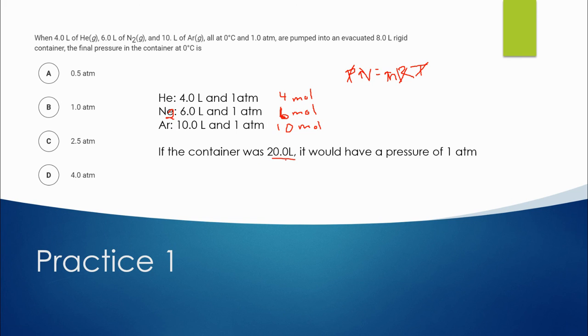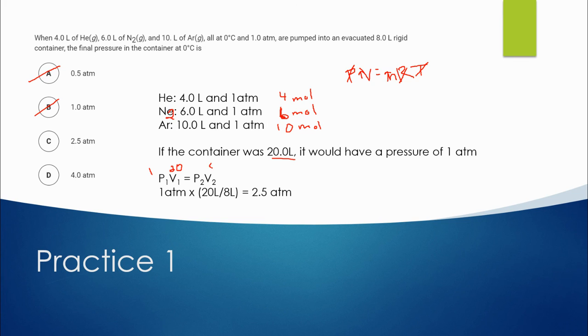So if the container was 20 liters, it would have a pressure of 1 atm. But the container is not 20 liters. It is 8 liters. So we know that the pressure is going to be higher than 1 because we've decreased that volume, so we're increasing the pressure. And we can use this equation, P1 times V1 equals P2 times V2. If our volume was 20, then we would have 1 atm.